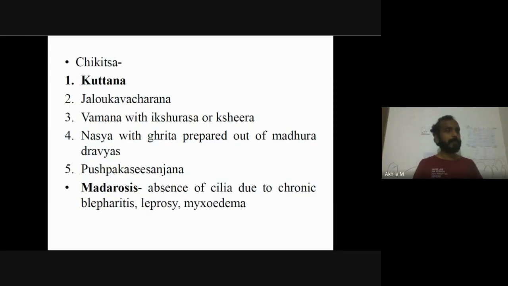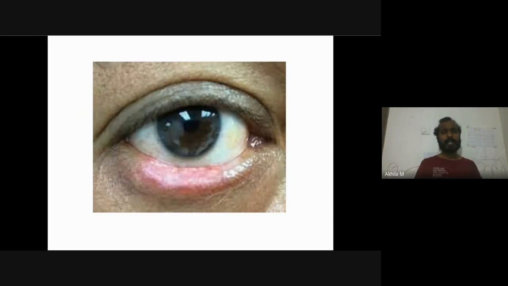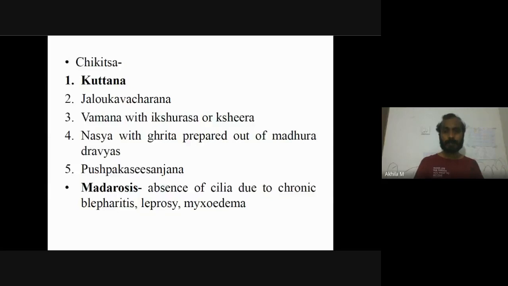Madarosis is a condition where there is absence of cilia due to any cause, due to some chronic blepharitis, due to some leprosy, due to some myxedema, there may be an absence of eyelashes from the lid margin. This condition is called as Madarosis. From this picture, we can get an idea. Due to any cause, due to chronic blepharitis or leprosy, there may be absence of eyelashes in the eyelid margin. So that condition can be correlated with Pakshmashata.